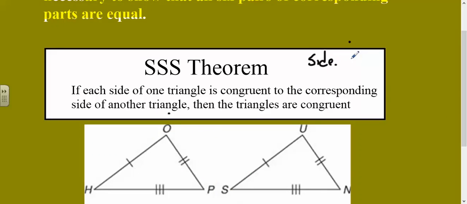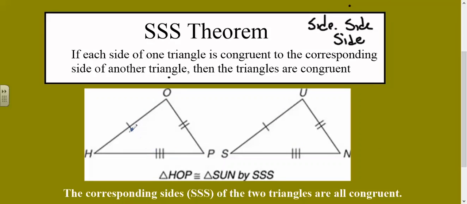Side, side, side. So what that's saying is if each side of the triangle is congruent to that corresponding side, then the triangles are congruent. The way that you see they're congruent is by the different hash marks. So one hash mark here is congruent to one hash mark here, and that means those two sides would be congruent. And then the double hash marks, that side is congruent to this side. And then 3 is congruent here and congruent there. And then you could label them. But if all sides are congruent, then those triangles are congruent.